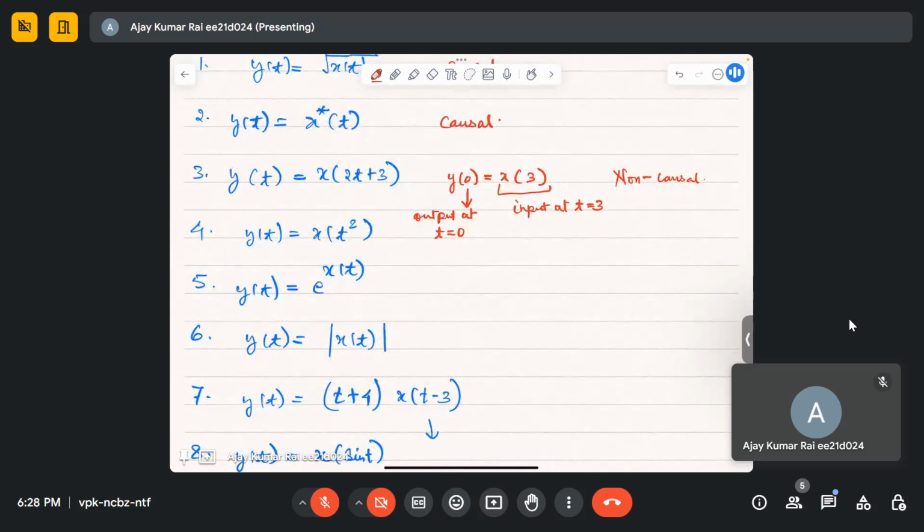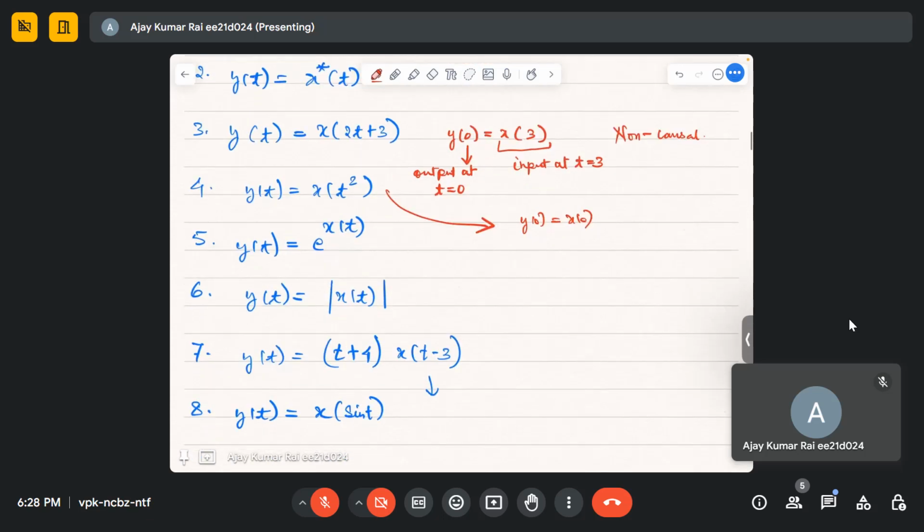So similarly, what can you say about the fourth one? If you put t equal to 0, then x is equal to 0, that is fine. So let's put t equal to 1, then x is also equal to 1. If I put t equal to 2, so I'm trying to find the output at t equal to 2, then x is 2 square, which is 4. You see here, the output at t equal to 2 depends on input at t equal to 4. So what can I say? This is also non-causal.